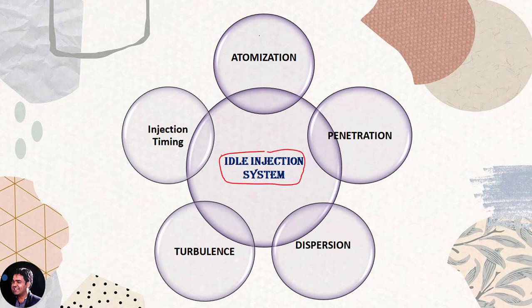So first you can consider the atomization, then penetration, dispersion, turbulence, and injection timing. These 5 parameters are the most important parameters which affect the engine efficiency and the combustion behavior while the engine is in running condition. So in this video we are going to see each one step by step.